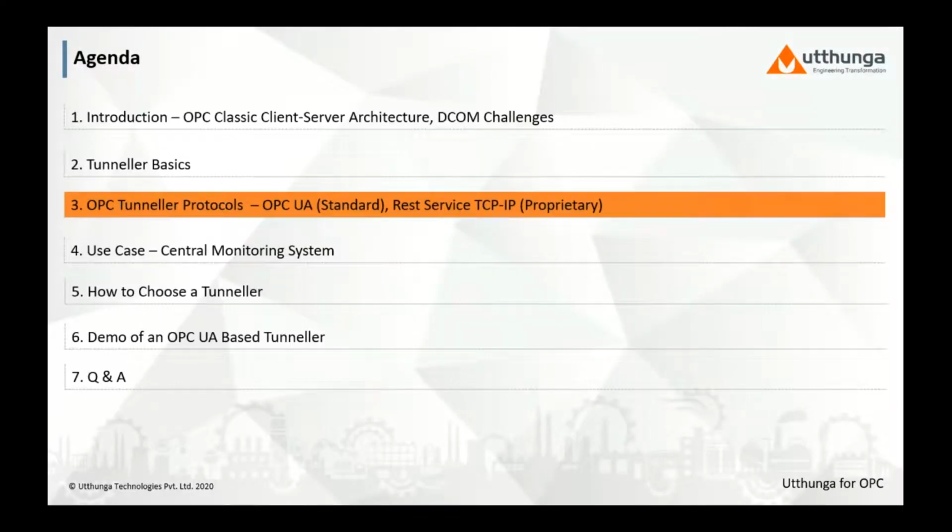Okay. So here we will see OPC Tunneller protocols, using OPC UA and the REST service as an example alternative to OPC UA. We will see, can we achieve an OPC Tunneller using only OPC UA? No, we can also have a REST service as an example protocol along with OPC UA. Next slide, please.